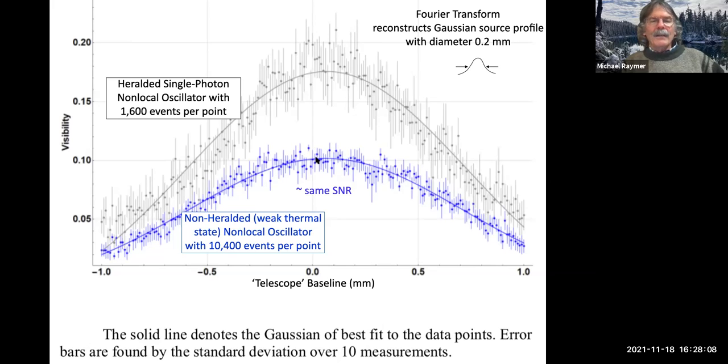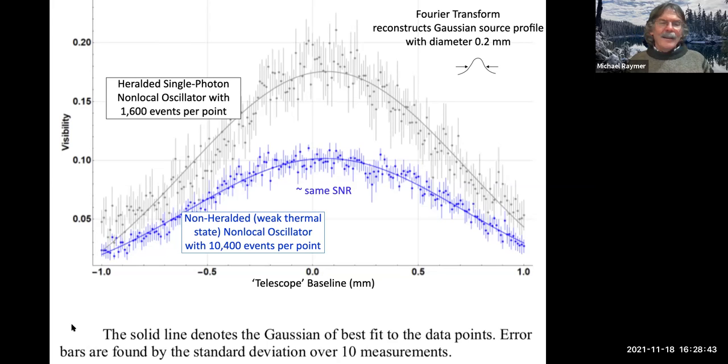The main point here is not that the value is lower, because the signal to noise is about the same, but the main point is that to obtain this blue data, without heralding, we had to take 10,000 events per point to get a reasonable result. Whereas with the single photon heralded, we only need 1,600 events per point. So this is at least a qualitative indication that we're getting more information per coincidence event when you herald than when you don't herald. So there's a lot that still needs to be done.